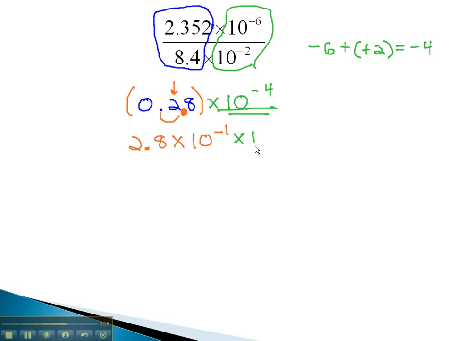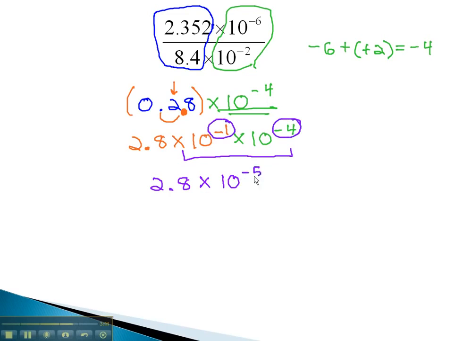We still have the times 10 to the -4 at the end, and we can finally combine the tens together using our exponent properties. This gives us 2.8 times 10, and when we add the exponents, -1 and -4, we get -5. 2.8 times 10 to the -5th is our final answer in scientific notation. Again, if our final answer is not in scientific notation, we simply make a conversion and then use exponent properties on the tens.